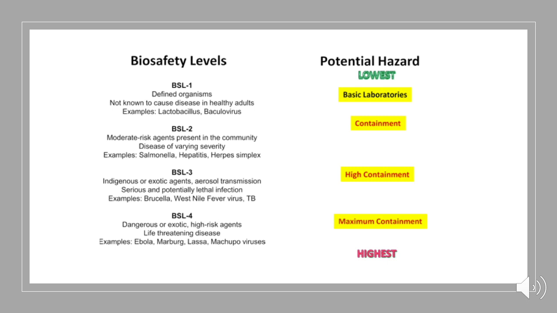Then we have BSL-4s. BSL-4s are very dangerous and exotic. They're very rare diseases. We don't see them a whole lot. They are super high risk, very easily transmissible, and always cause some type of life-threatening disease. Examples of a BSL-4 are Marburg, Lassa fever, Chapare virus, Ebola. These are all hemorrhagic viruses.